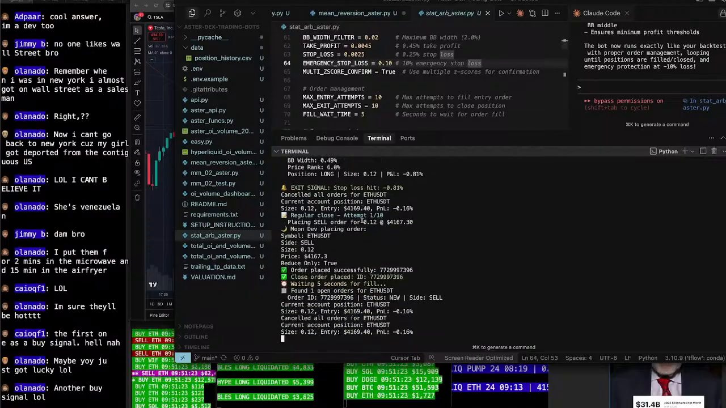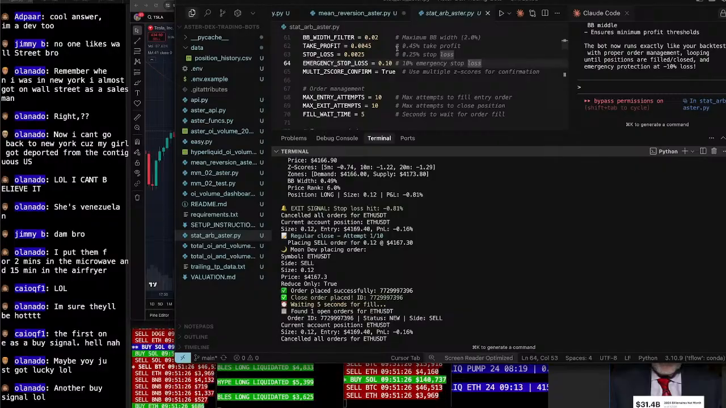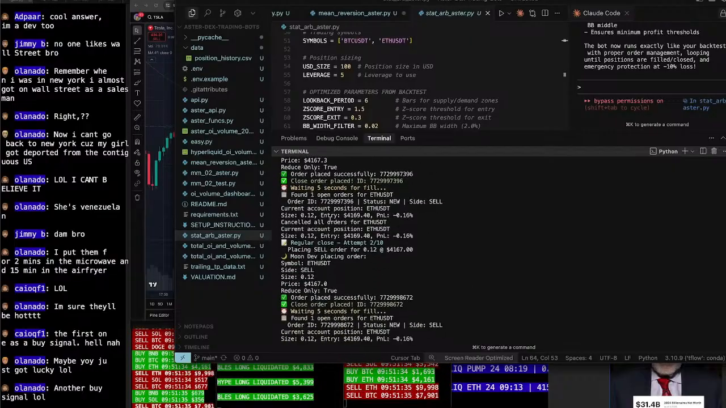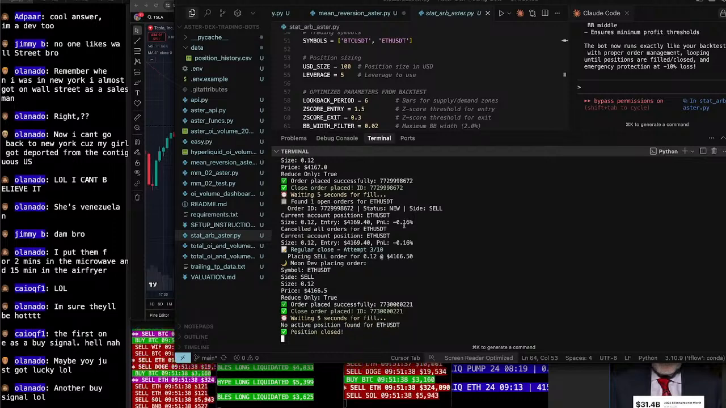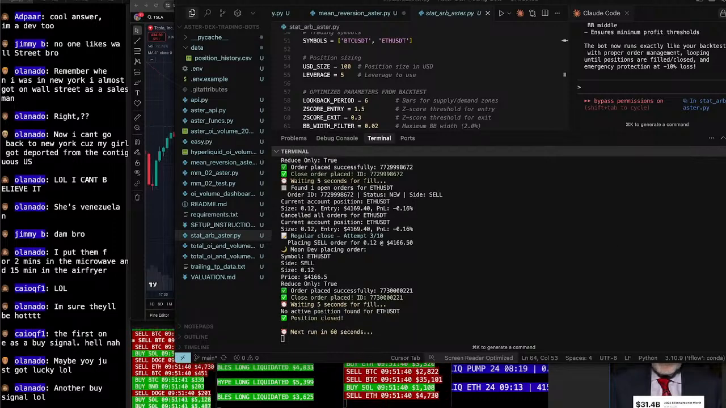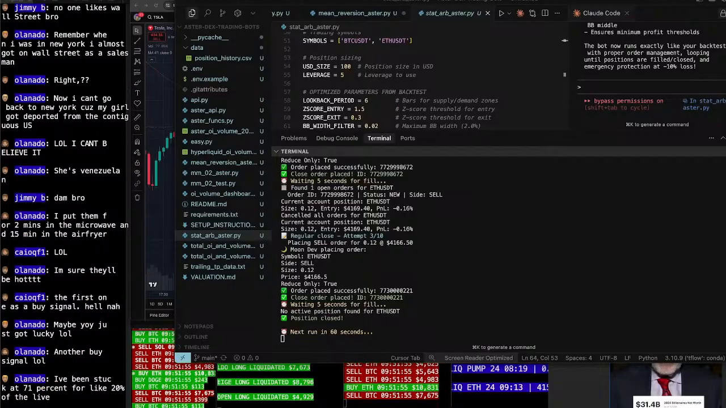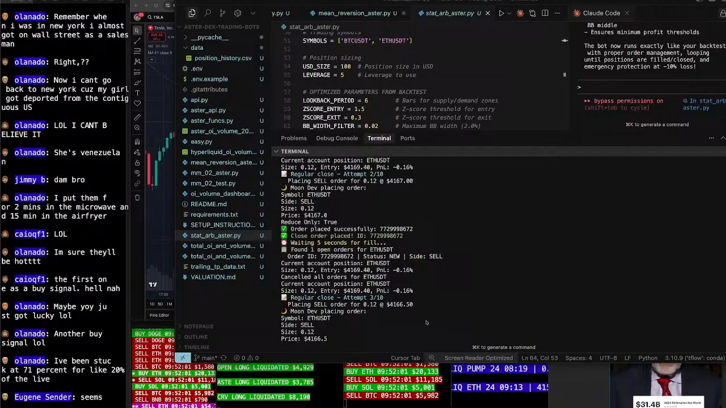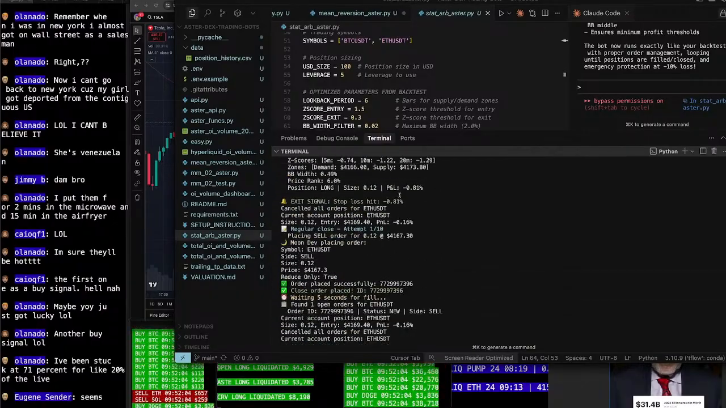Exit signal, stop loss hit. Stop loss hit. What are you talking about? Exit signal, stop loss hit. Canceled all orders. Position closed on ETH. Okay, I'm glad it handled that well, though. Another buy signal. We're smoked, bro. This one's gonna get so smoked, dude. I've been stuck at 71%. Why? Okay, explain this. I want you to explain all this to me, big dog.